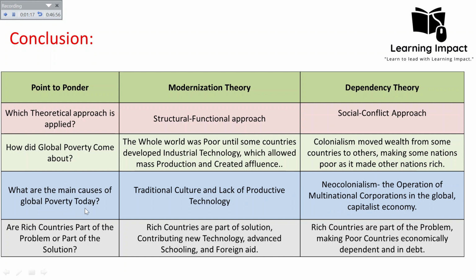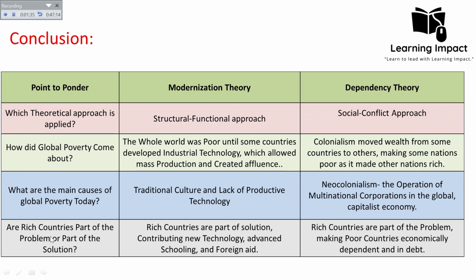What are the main causes of global poverty? According to modernization thinkers, the traditional culture and the lack of productive technology. But on the other hand, the dependency theory believed that this is because of neocolonialism, the operation of multinational corporations, and the global capitalist economy.